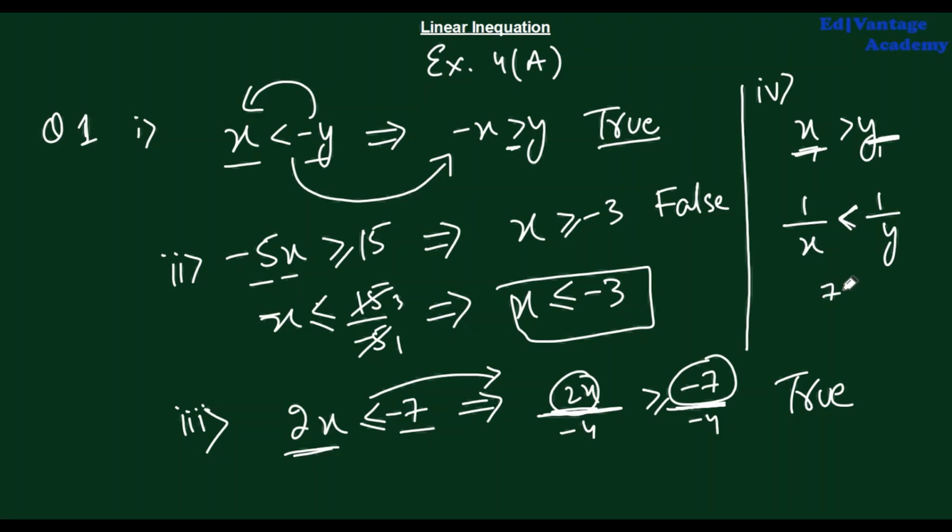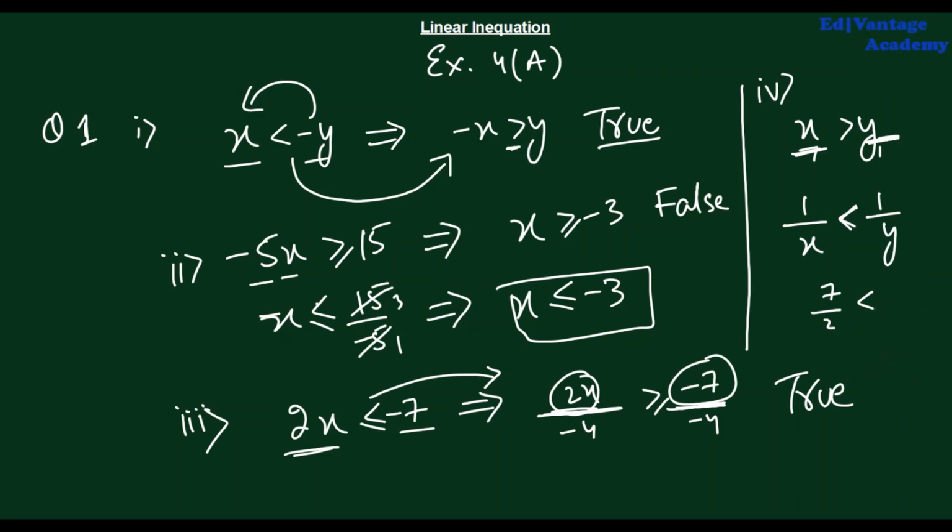Means if it was 7 by 2 is less than 5 by 3, now let me say 7 by 2 is less than 11 by 3. Okay, so if I reciprocate both the sides, it will become 2 by 7 and 3 by 11, and the symbol has to reverse. So on reciprocating both the sides, the symbol reverses.